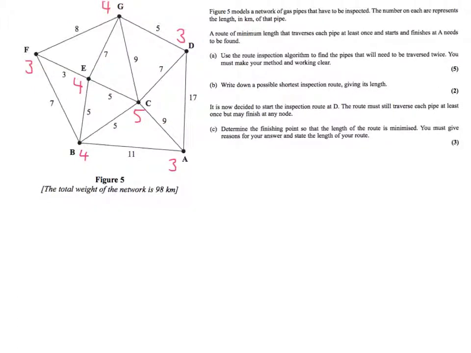In the final part of the question, I'm now being told that I want to start my inspection route at D, and I'm allowed to finish at any node. Now this goes back to what I was talking about at the beginning. Something's changed. Now we're starting here at this odd node, and we're allowed to finish anywhere. So we're allowed to finish at any odd node. This means I only need my graph to be semi-Eulerian. I only need to add in one arc so that I've still got two odd nodes left.